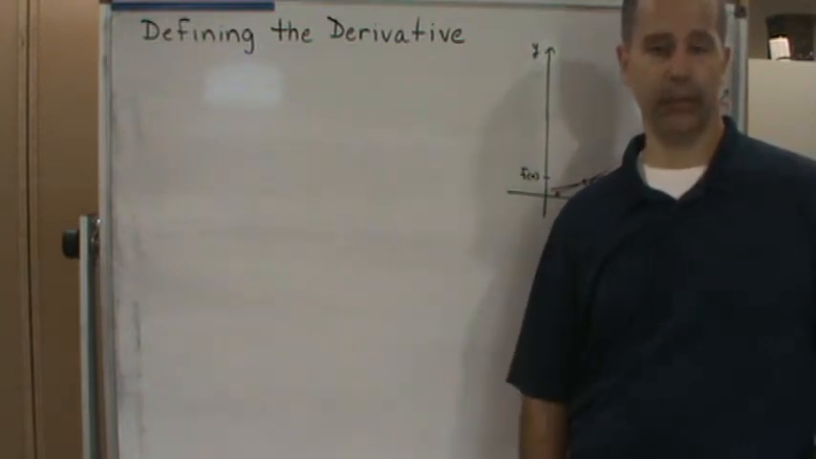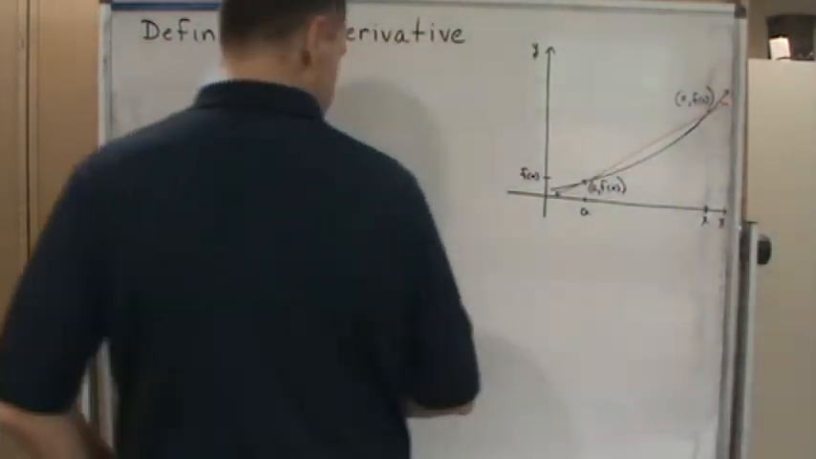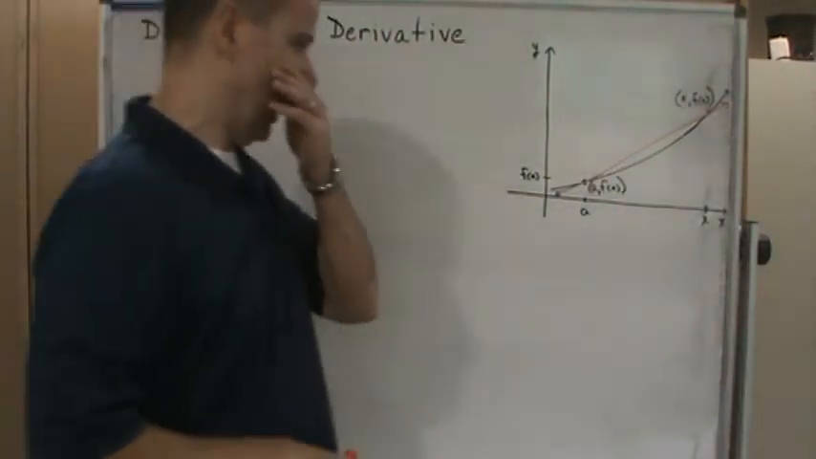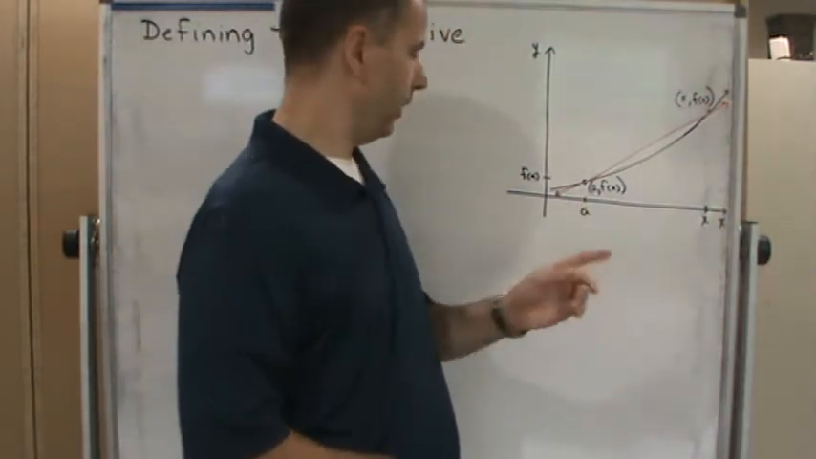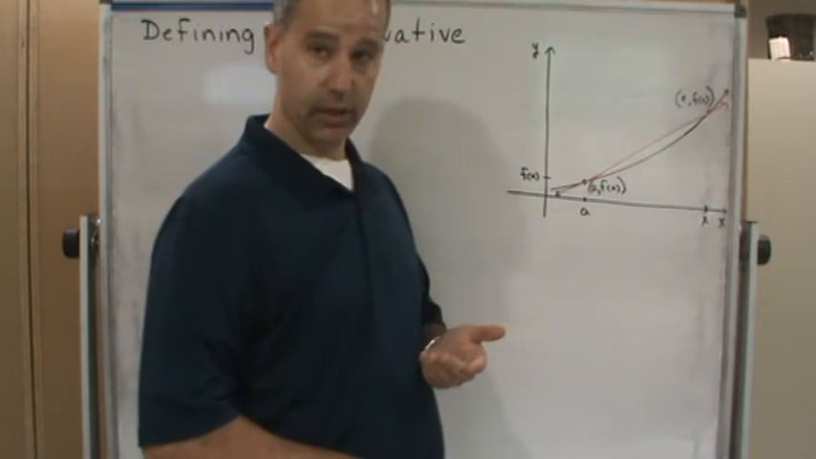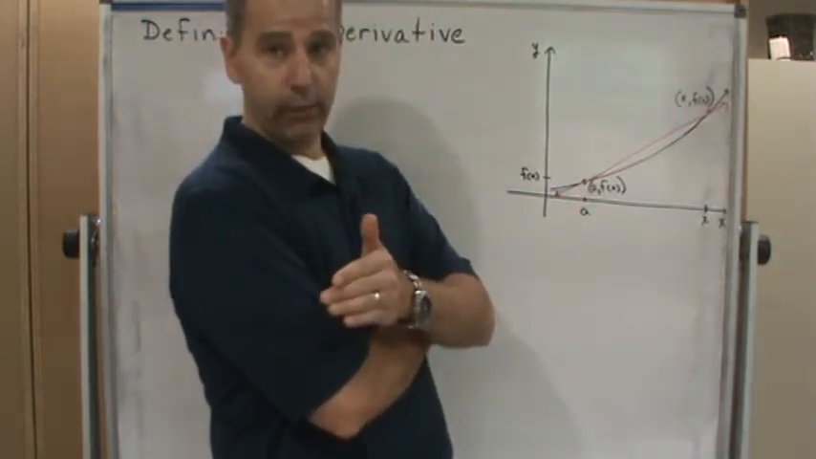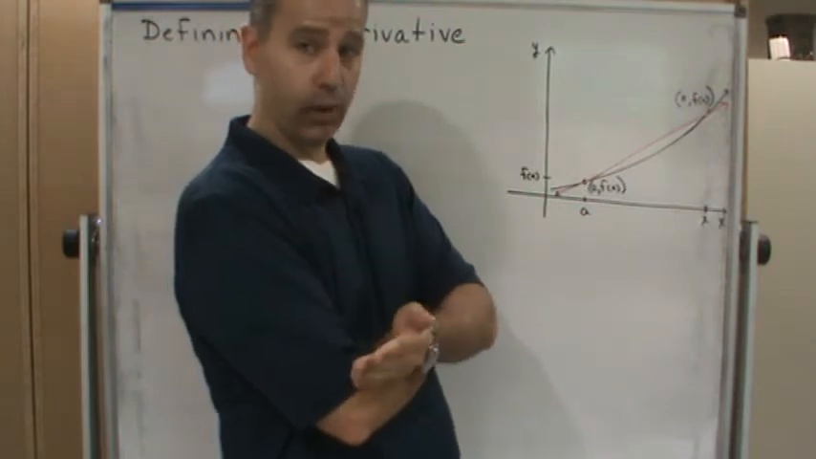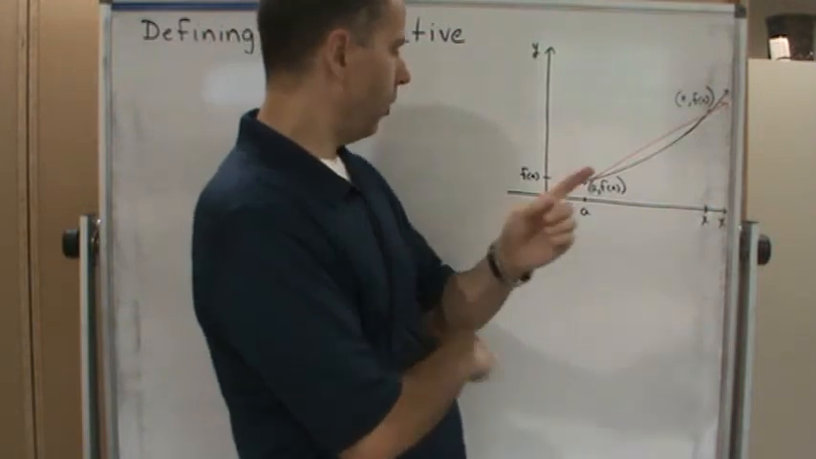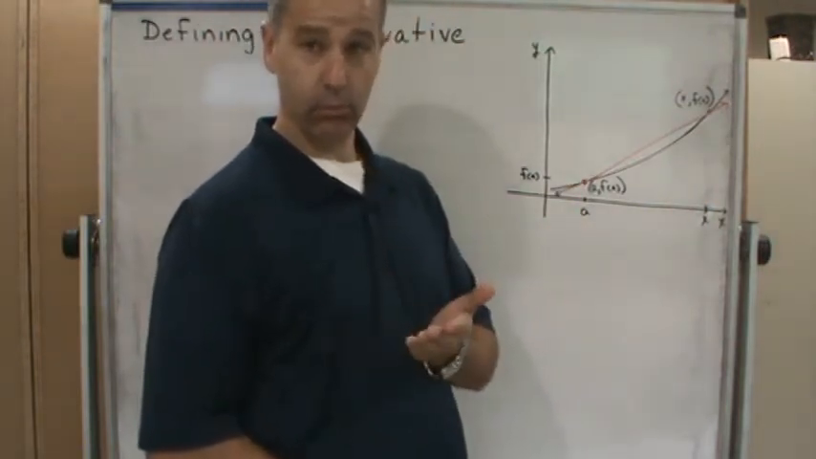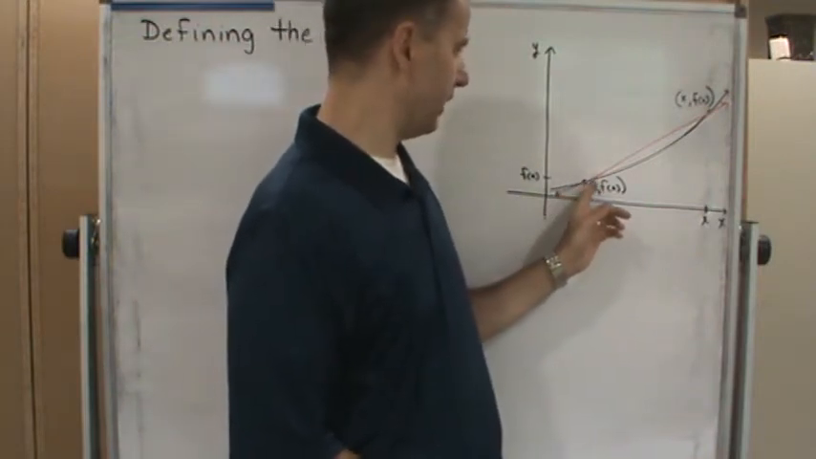To start with, I drew this graph, and what we have is a point, and let's say we want to find the slope of the tangent line at this point. How are we going to do that? Well, before we get to how, let's start with the secant line. So let's estimate or approximate the slope of the tangent line by using a secant line.